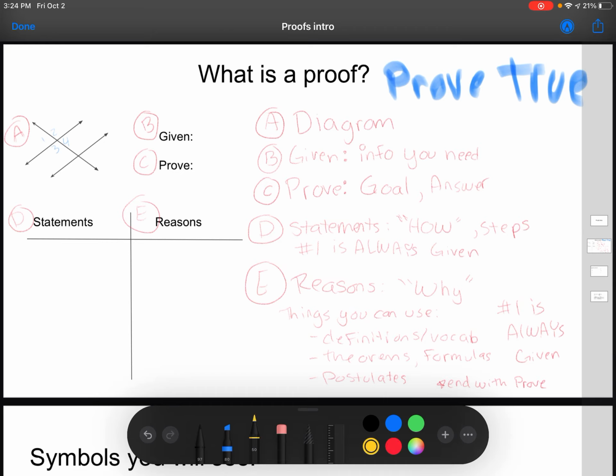Okay, so those are different pieces. Part of your assignment today is going to be questions about this. Like, where do you put the whys, the reasons? Where is the information that you start with, the given? So there'll be questions about these kinds of things.